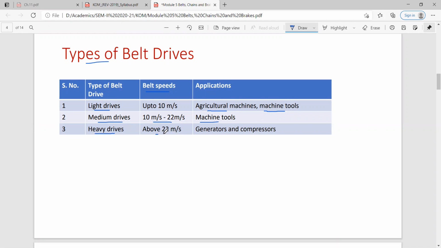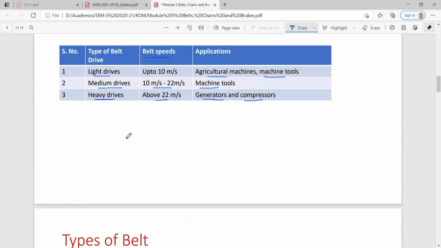Belt speeds are about 22 meters per second, and these drives you can find in generators and in compressors. So in order to connect the shaft of a compressor to the electric motor, you can use this kind of drive. Based on belt speeds, the drives are classified as light, medium, and heavy drives.